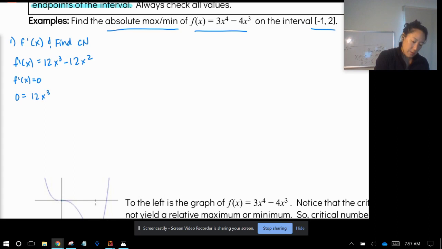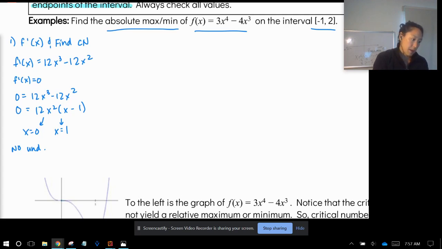So 12x cubed minus 12x squared. I'll factor out 12x squared, giving me x minus 1 is equal to 0. Zero product property says I can have x equals 0 or x is equal to 1. These are my critical numbers. There's no undefined values, so I don't have to worry about those.